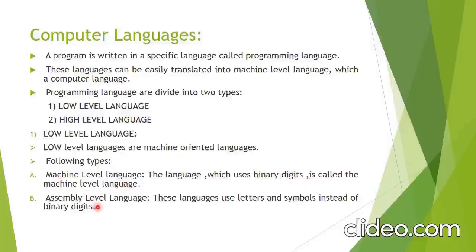And next is assembly level language. What is assembly language? This language uses letters and symbols instead of binary digits. Rather than binary digits, if I am using letters and symbols, that is known as assembly level language. So everyone understands which are the low level languages. First is machine level language and second is assembly level language.